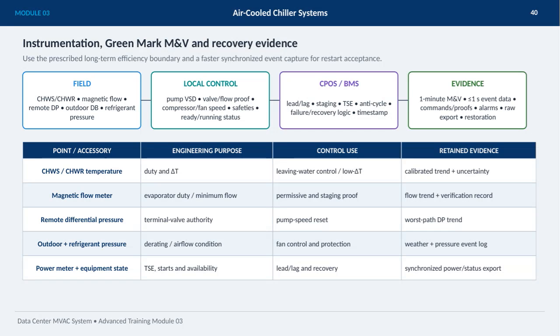This slide covers the critical elements for monitoring and controlling air-cooled chiller systems in a data center MVAC setup. We use advanced instrumentation and a Green Mark measurement and verification approach to ensure efficiency and provide clear recovery evidence. In the field, key sensors like magnetic flow meters and refrigerant pressure sensors capture vital data, such as chilled water supply and return temperatures, differential pressure, and outdoor dry bulb conditions.